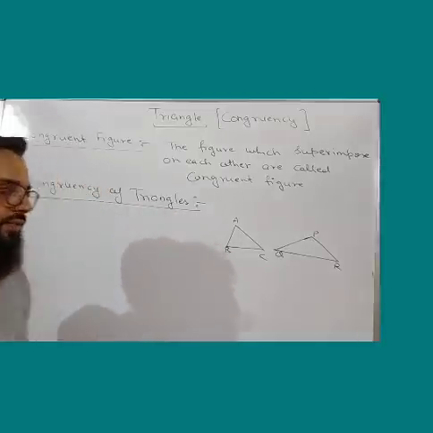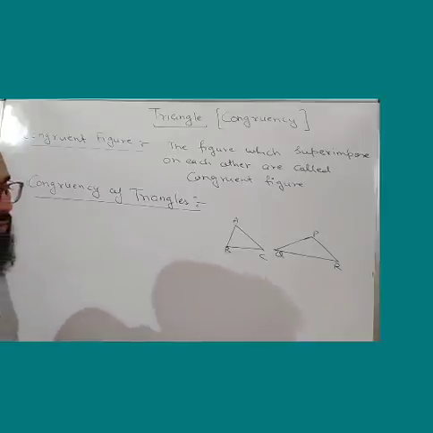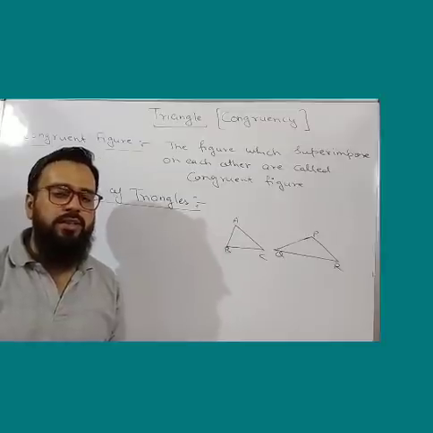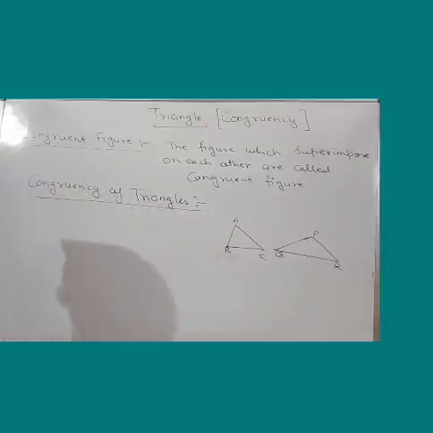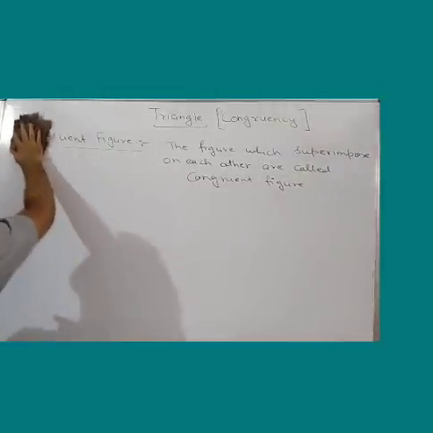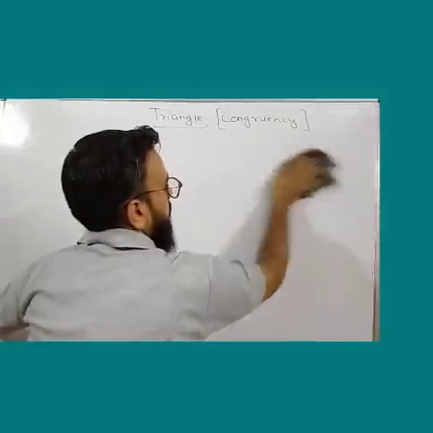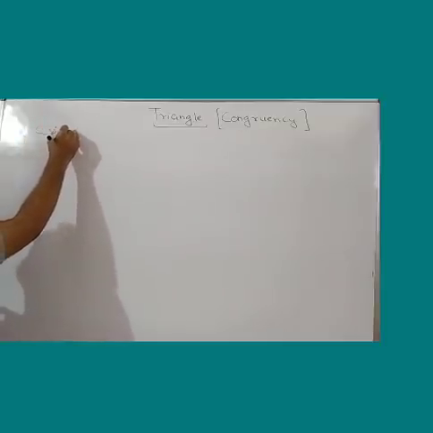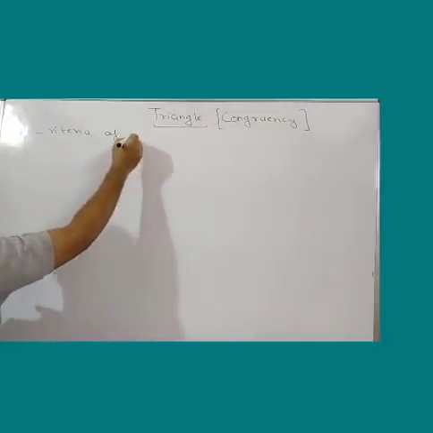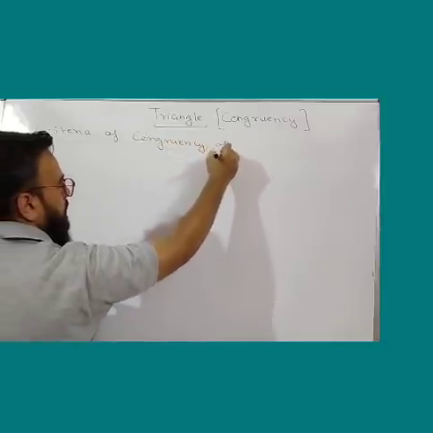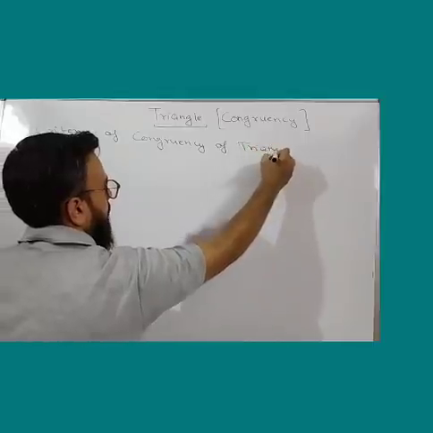So for that we have some criteria based on which we define the congruency of triangles. Those criteria you have already studied in your previous classes. In class 8th also you have studied different types of criteria of congruency of triangles. So let us start with the different criteria of congruency. So, criteria of congruency of a triangle.